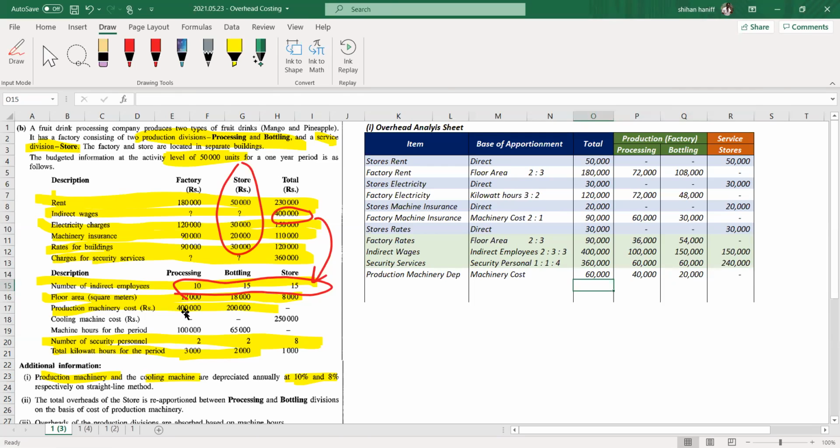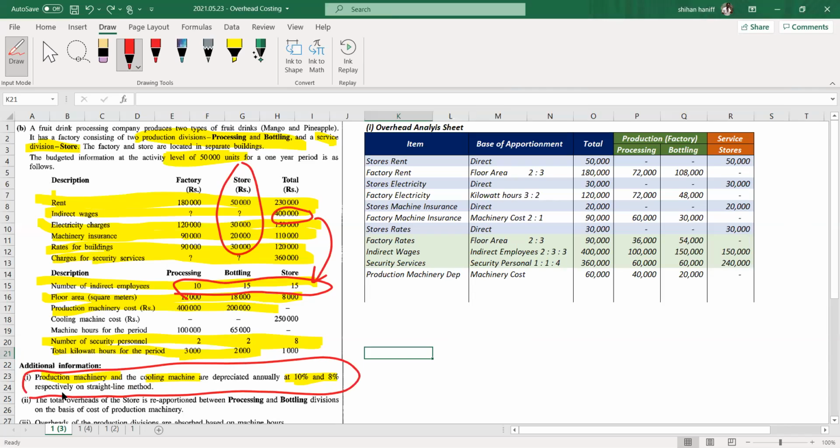Production machinery depreciation. Processing department has 400,000 worth of machine. Bottling department has 200,000 worth of machine. So 10% depreciation. From their production machinery depreciation. It's from the additional information. Additional information gives depreciation to calculate the depreciation. So if we have been given the depreciation rates, we have to depreciate the assets.